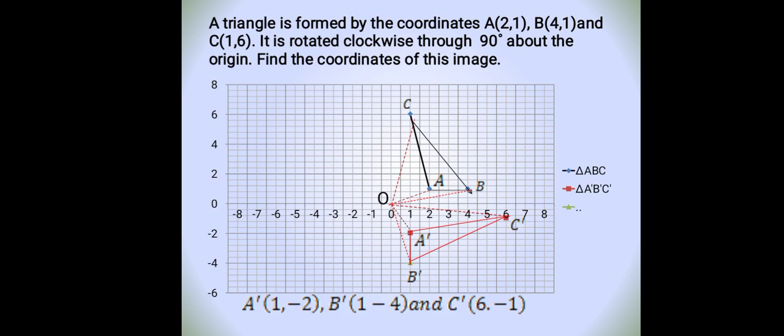Now you can see that triangle ABC, I've rotated it 90 degrees clockwise, and you can see it is giving the image at coordinates A prime as (1, -2), B prime as (1, -4), and C prime as (6, -1). You can do the same and you'll get the answer. My figure is not drawn to scale as such because it's system generated, but if you draw it on graph paper, you'll get the exact thing.